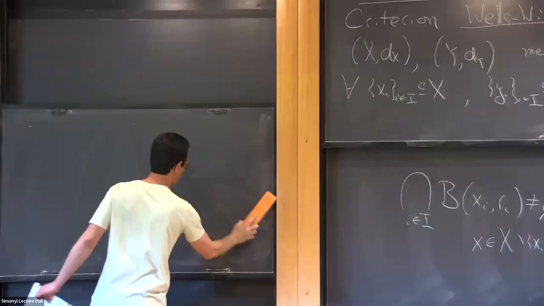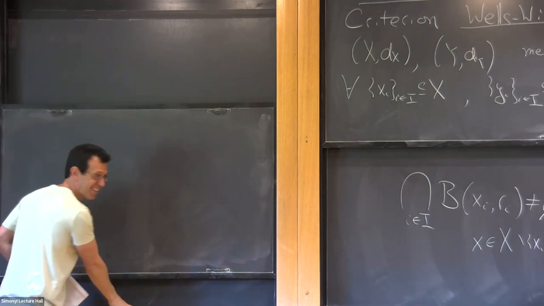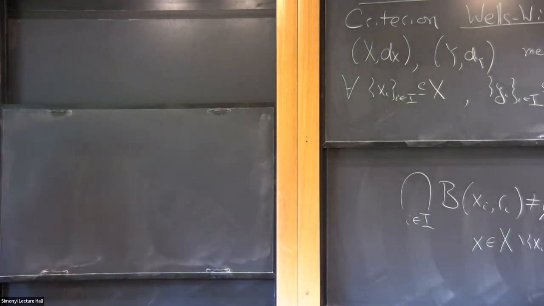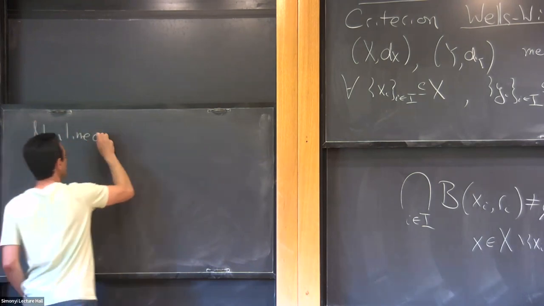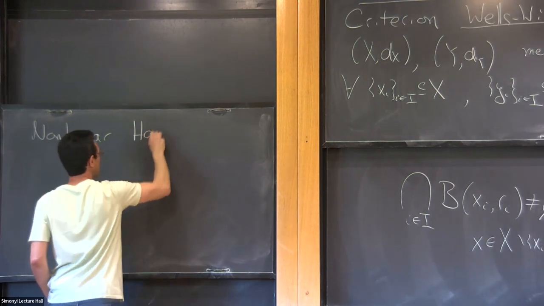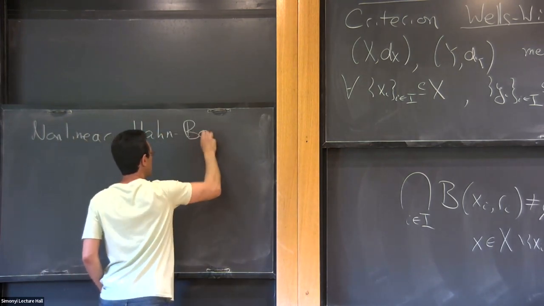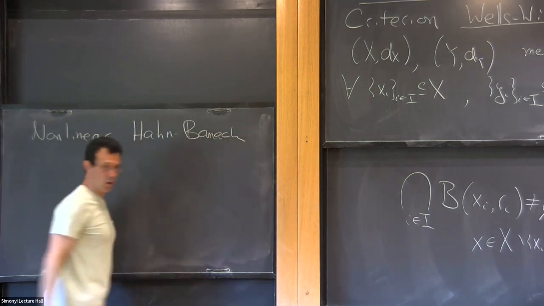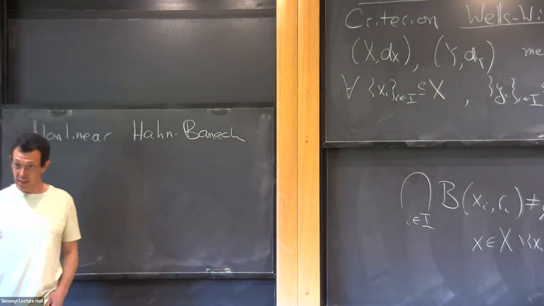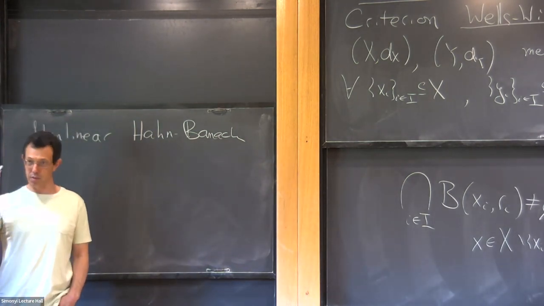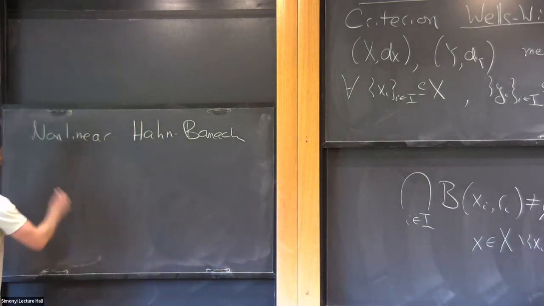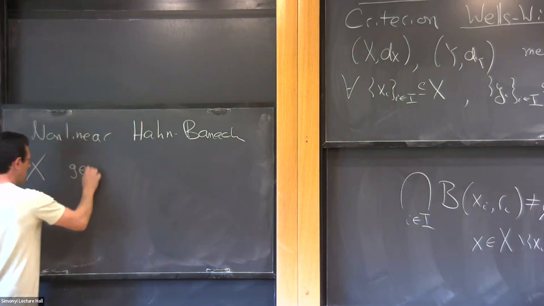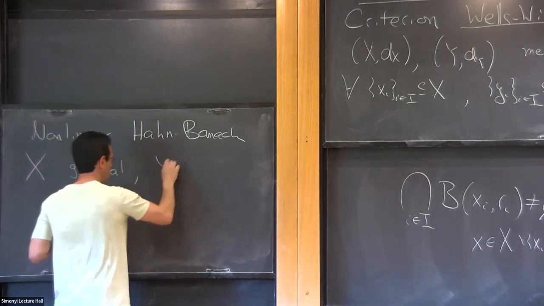What I'm doing now is the kind of thing you'd take in a graduate course, but it's okay. So let's just warm up and prove the nonlinear Hahn-Banach theorem, which says that you can always extend a one-Lipschitz function to the real line from any subset of a metric space to a one-Lipschitz function everywhere. So let's just check the criterion. Here x is general and y is R.